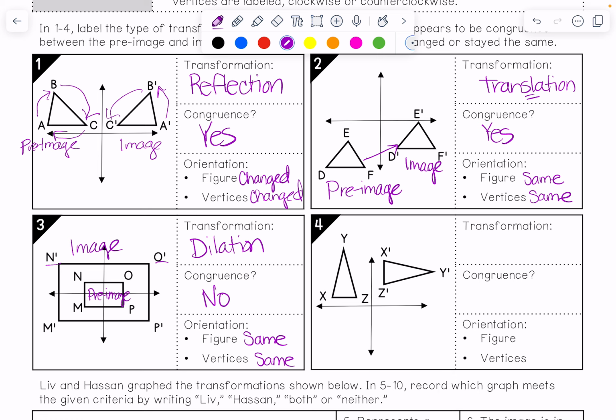And then on number 4, here, this shape has rotated. So this is the rotation. Both triangles are still congruent. The orientation of the figure has changed. All right, but the orientation of our vertices is actually the same here. So they're still labeled like in a clockwise manner.